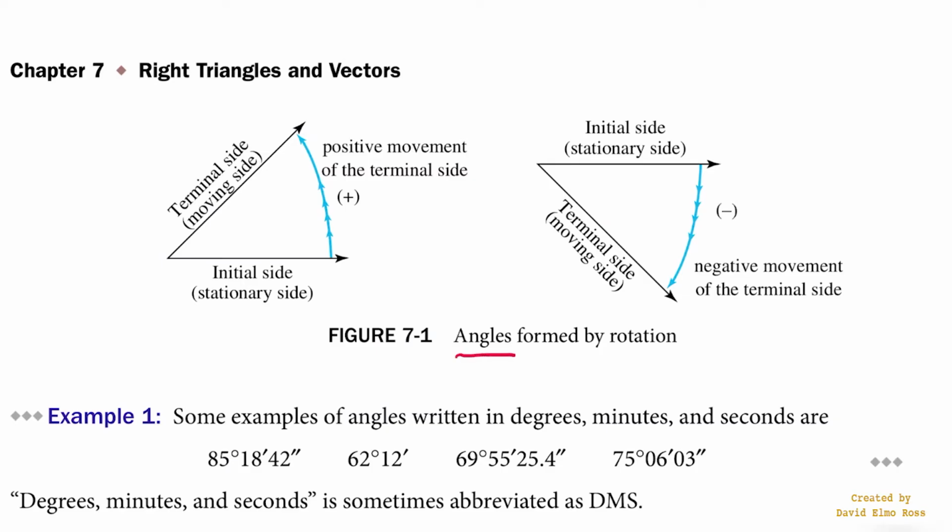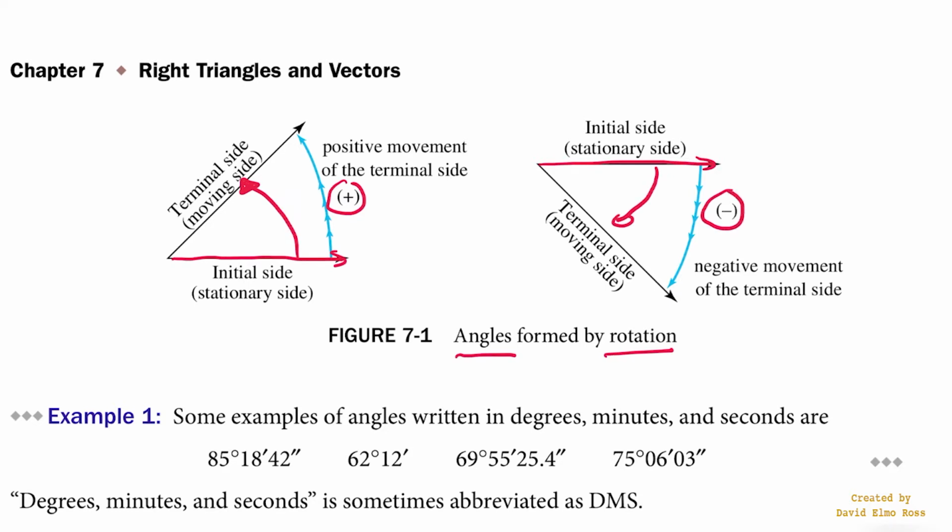An angle can be formed by a rotation. If we start here and we rotate in a counterclockwise direction, this angle that we've got is referred to as a positive angle. However, if we start here and we rotate in a clockwise direction, this is known as a negative angle.